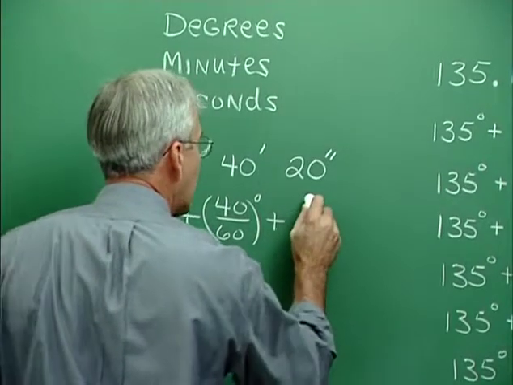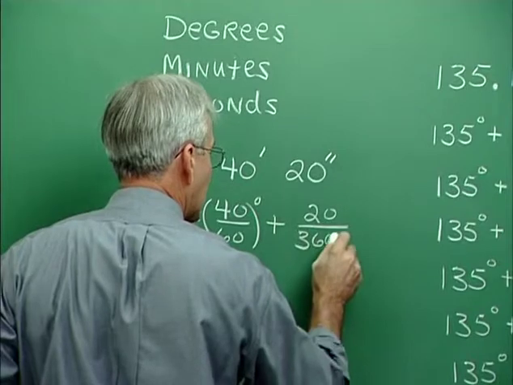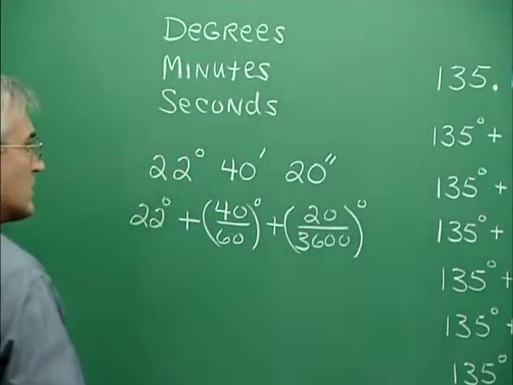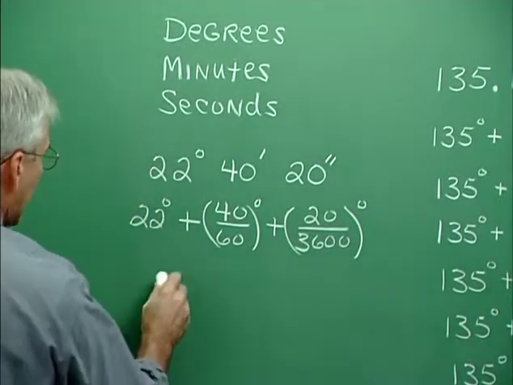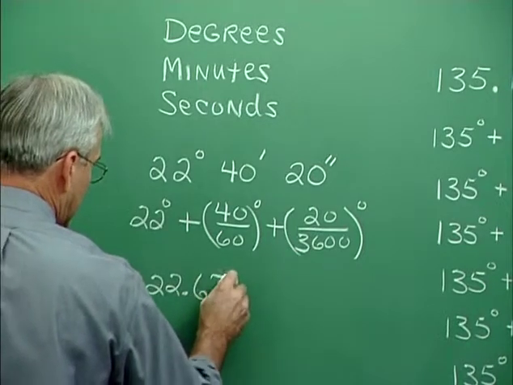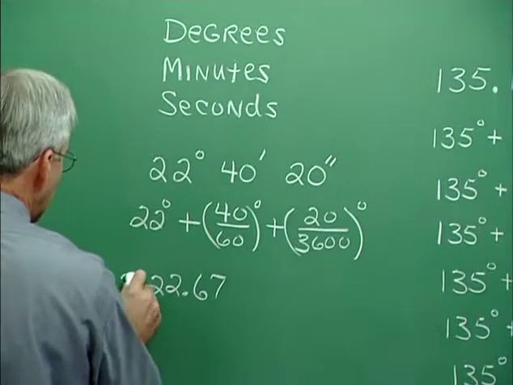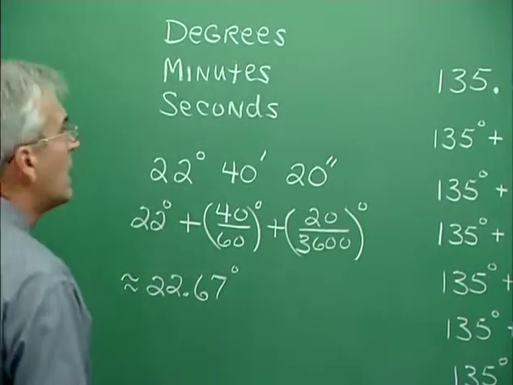So what we have to do here is say that this is 20 over 3,600 for the number of degrees that this is. And now you change this into decimal form with the calculator, and you find this to be 22.672222 and so on. But rounding to the nearest hundredth, it's this many degrees. Now let's go the other way.